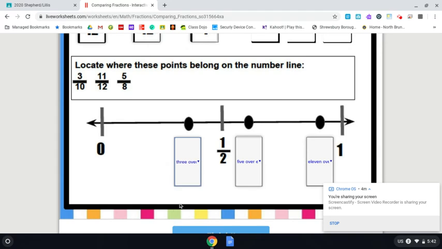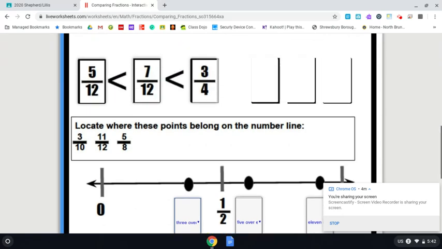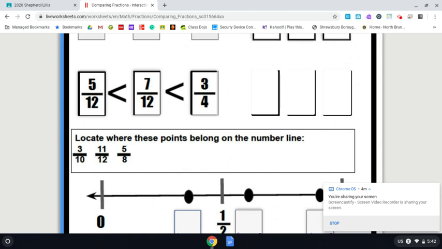Okay, so these are great ways to practice with a number line, or comparing with the less than and greater than.